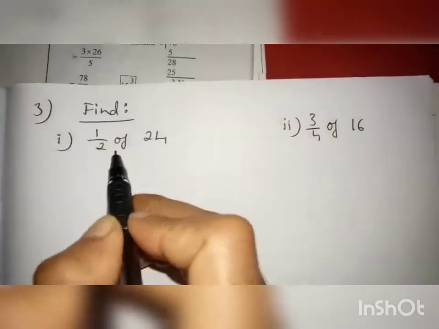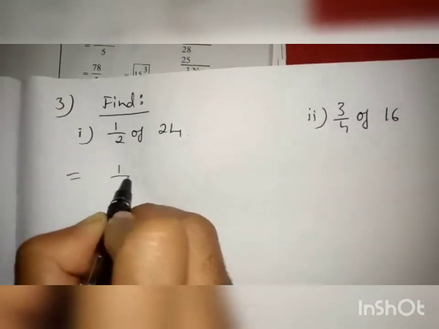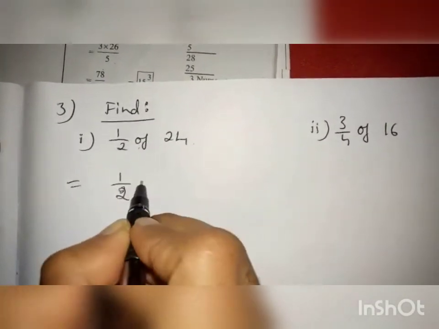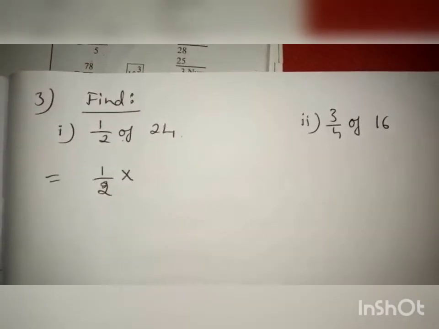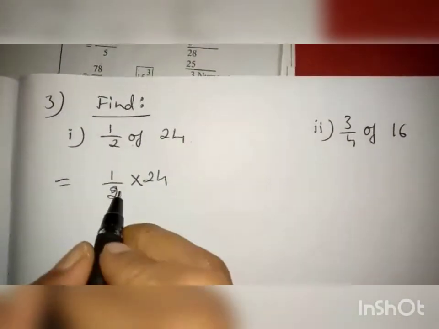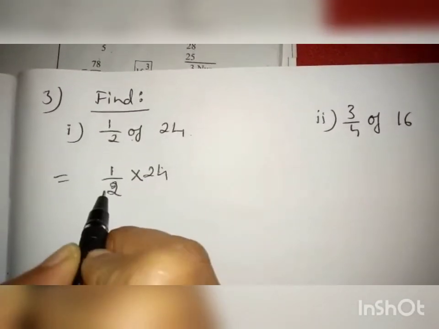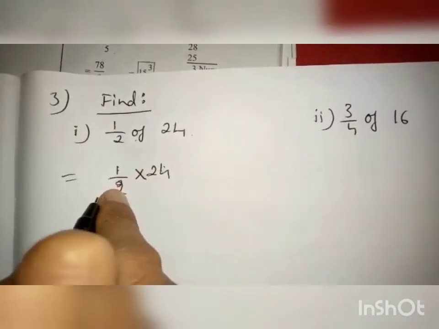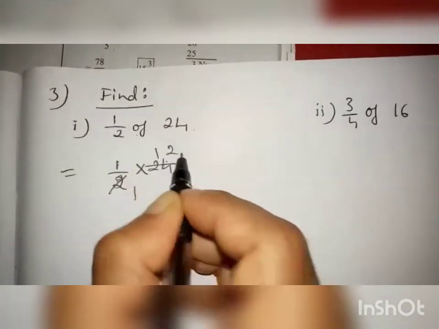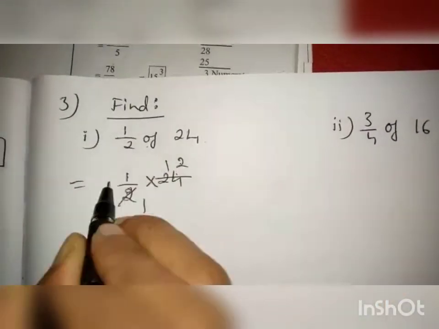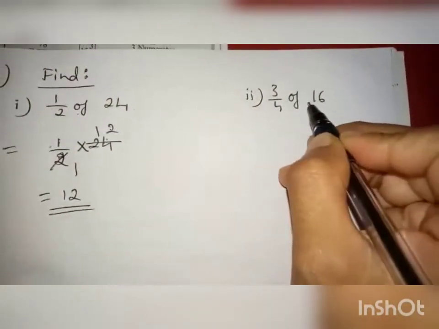Next question, find 1 by 2 of 24. So how will you solve? 1 by 2 of means multiplication. Write the multiplication symbol, then 24. Now you can divide it, right? These two you have to multiply, but upper and lower parts we can divide. So 2 1s are 2, 2 12s are 24. So 12 into 1 is 12. So the answer is 12.